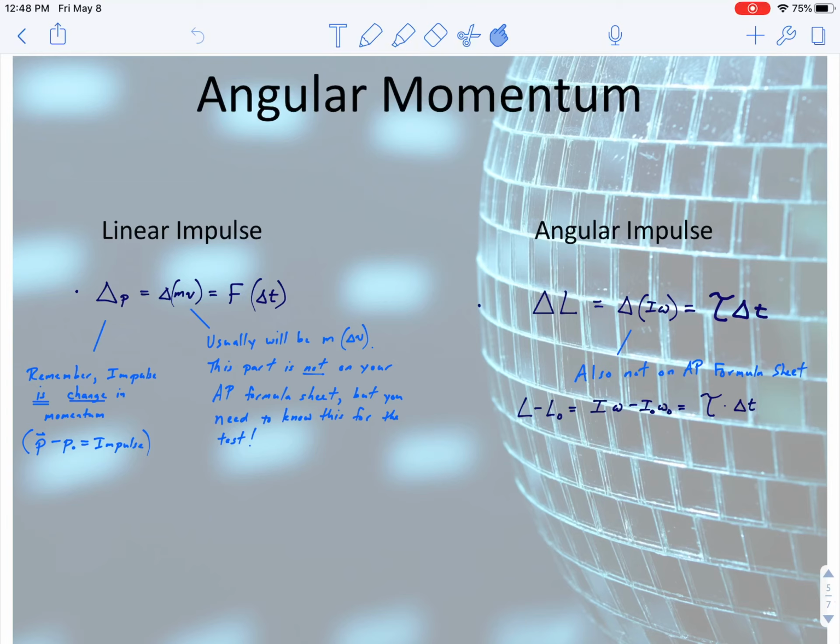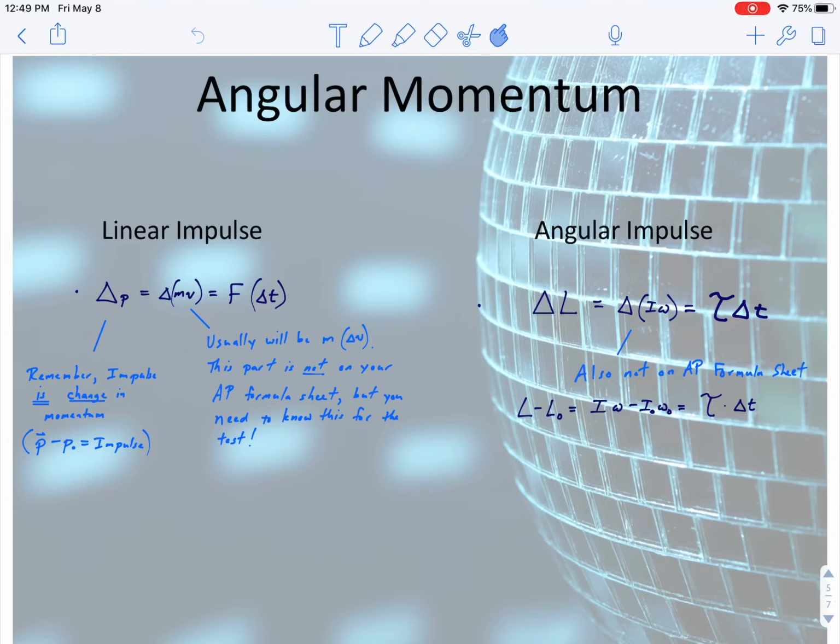delta p and impulse are the exact same thing, is equal to the change in mass times velocity. By the way, that little part is not on your AP formula sheet and usually involved a change in velocity for an object. I'm going to encourage you to make sure you know that delta p could be found by doing mv final minus mv initial. On your AP formula sheet, though, all it says is that delta p, the impulse, is equal to the force multiplied by the change in time.